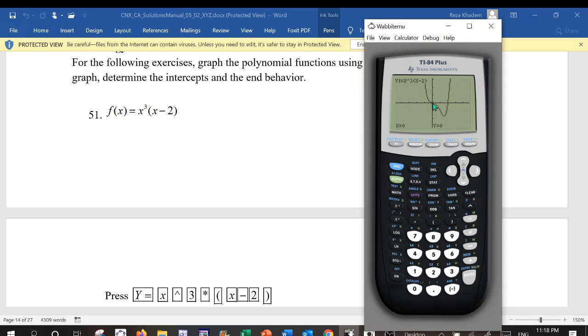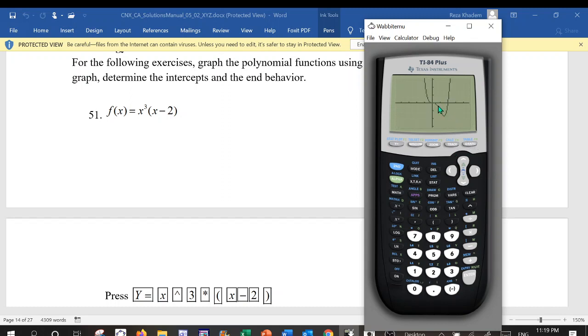So to find the y-intercept, all you have to do is go to table, right? And then make sure this independent is on ask, so you can put a number for it. If it's on auto like this, you change it to ask and press enter, and then go to table here. That was table set. Now you go to table. And then delete if there's anything there, put 0, enter. That's the y-intercept. So the y-intercept is 0. And we go to graph.